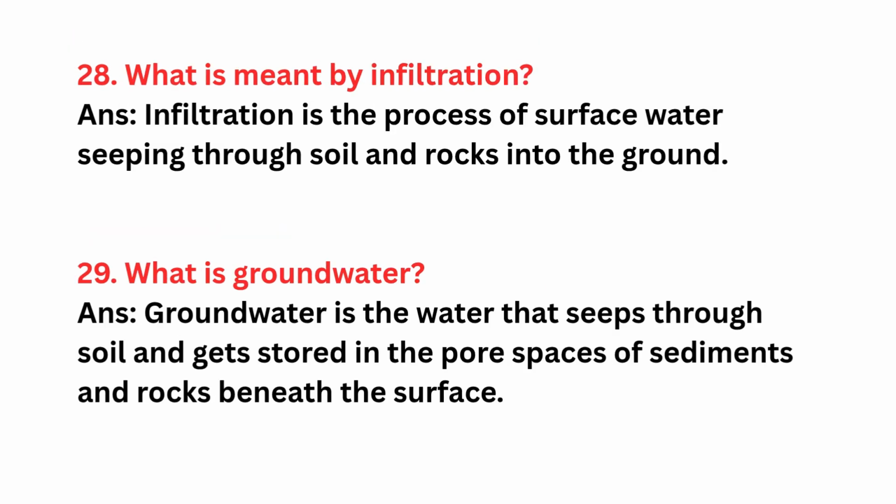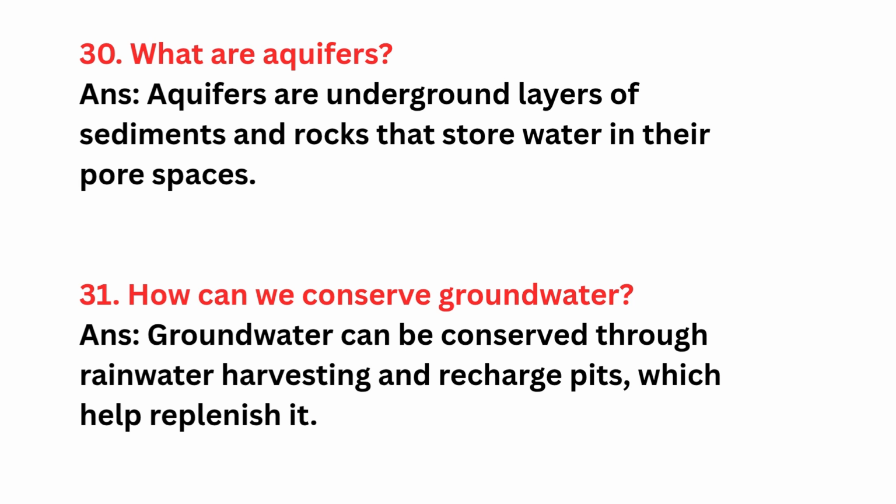Question number 28. What is meant by infiltration? Answer. Infiltration is the process of surface water seeping through soil and rocks into the ground. Question number 29. What is groundwater? Answer. Groundwater is the water that seeps through soil and gets stored in the pore spaces of sediments and rocks beneath the surface. Question number 30. What are aquifers? Aquifers are the underground layers of sediment and rocks that store water in their pore spaces.